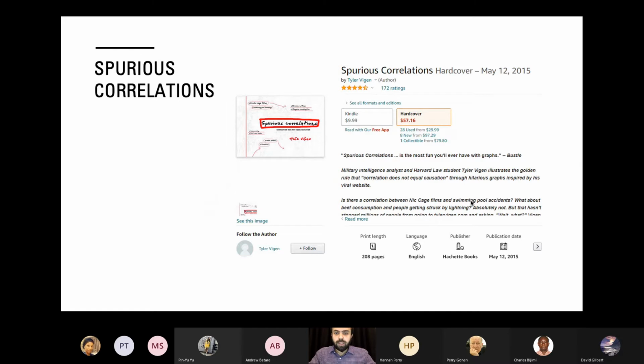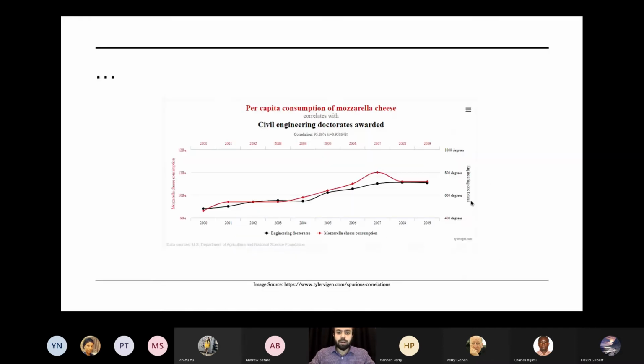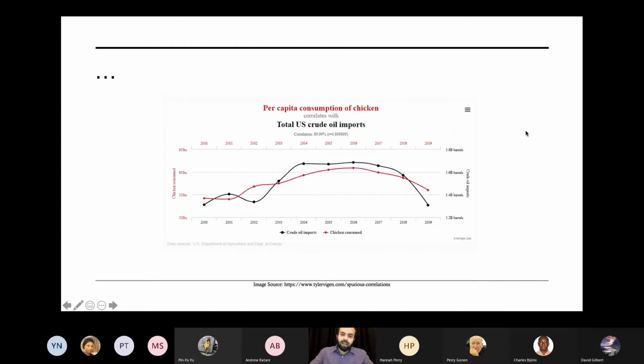There's actually a very interesting book on it by Tyler Vigen. And this book talks about different, interestingly funny spurious correlations. And I've taken 3 out of those just to have an idea of what this could turn out to be. For example, here we have per capita consumption of mozzarella cheese, and it's very strongly correlated with the number of civil engineering PhDs awarded. Then we have per capita consumption of chicken, and that also very strongly correlates with the total US crude oil imports.